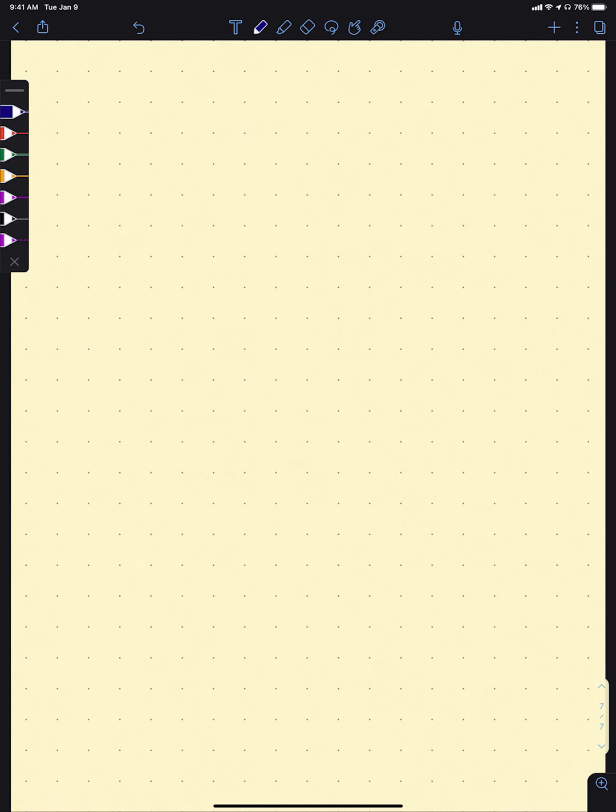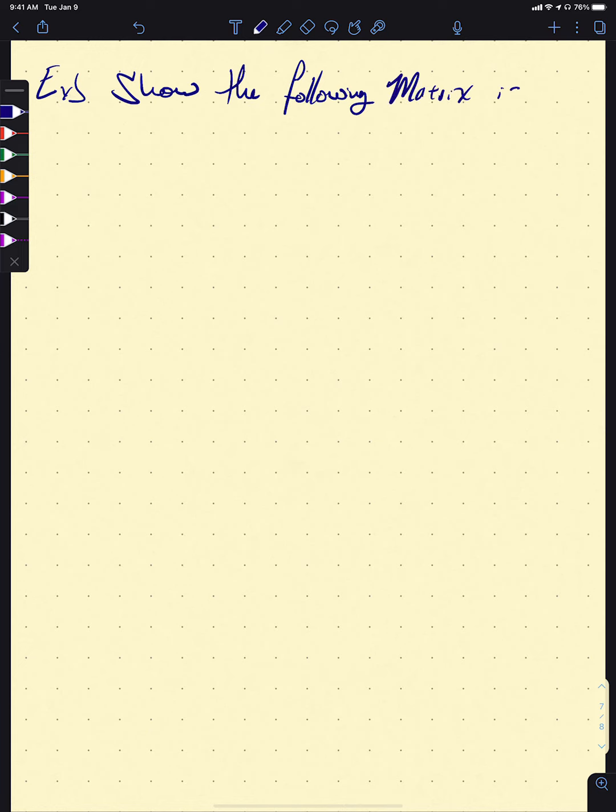So let's take a look at another example, okay? So let's say, show the following matrix is singular. Okay. So let's take a look at this matrix. We'll say 1, 2, 0, 4. So if you'll notice, this guy is going to be 5, 6, 2, 6. This is going to be a 4 by 4. Okay.